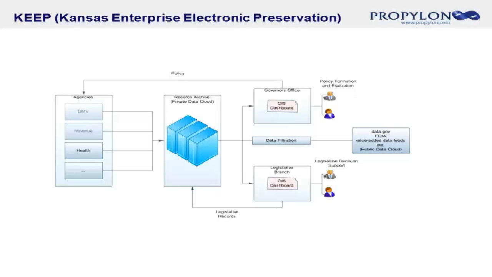So one of the other systems that we're working on with the state of Kansas is a system called KEEP, which is a happy acronym. It stands for Kansas Enterprise Electronic Preservation. And the idea is to basically provide a way for the state to store all of its electronic documents of record. And this is everything from title deeds all the way up to law. But we're just starting with law because it has a nice connection with the CALA system.